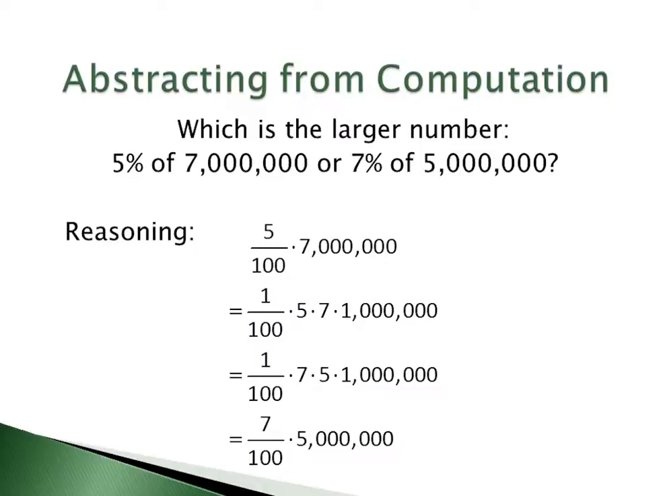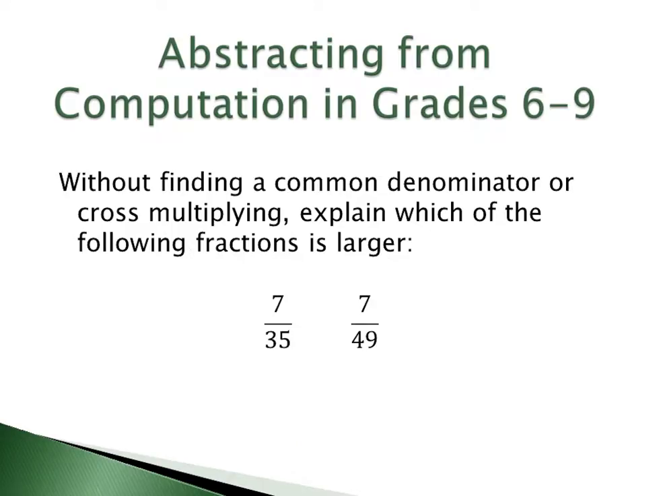However, learning to think in such ways is partially based on the experiences one develops in the primary grades. In the grades 6 through 9 classroom, students should have opportunities to use number sense to develop abstract relationships about numbers. For example, students need deep understanding of the meaning of fractions. Consider the following task. Without finding a common denominator, or cross-multiplying, explain which of the following fractions is larger.